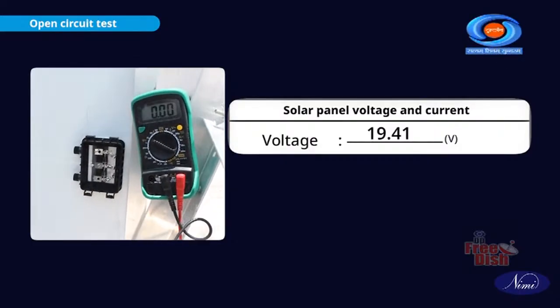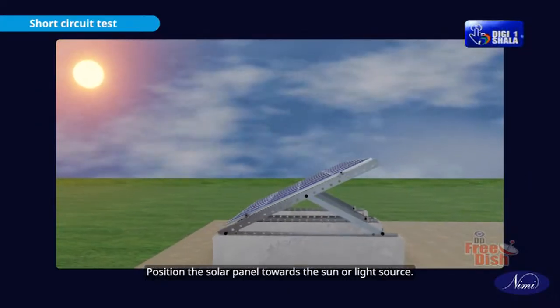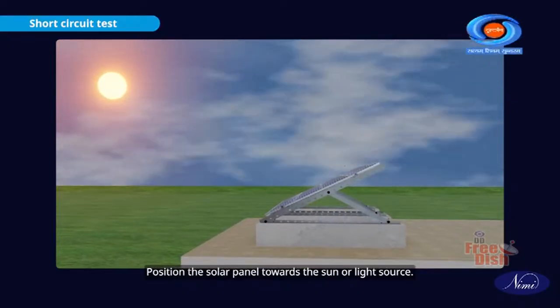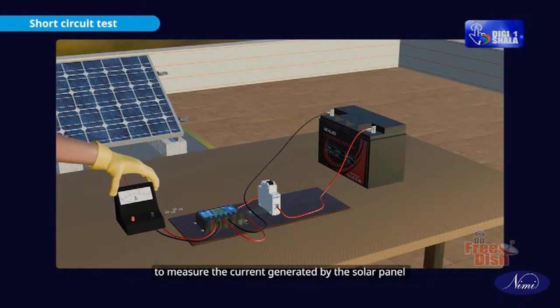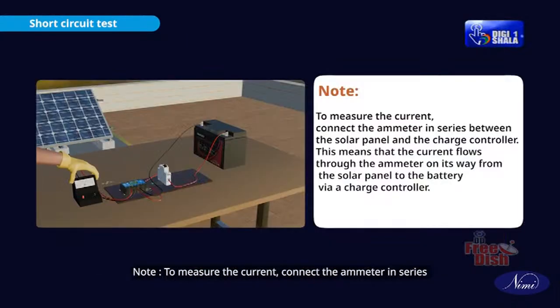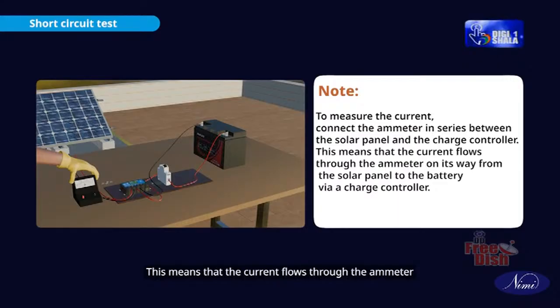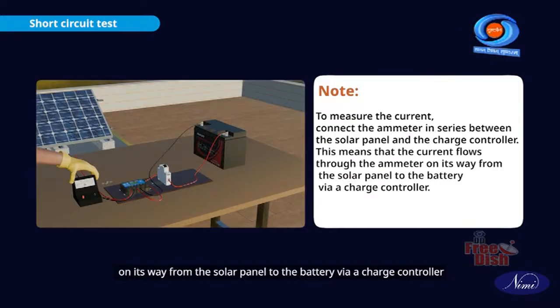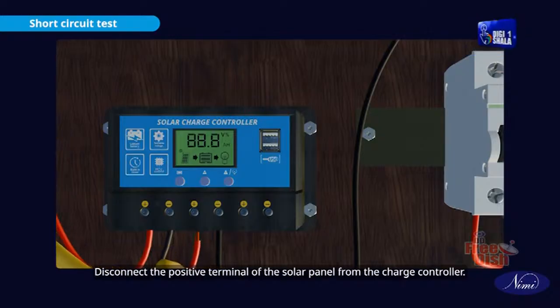Short circuit test. Disconnect the solar panel from the charge controller. Position the solar panel towards the sun or light source. Arrange the moving coil ammeter with an appropriate range to measure the current generated by the solar panel. Note: to measure the current, connect the ammeter in series between the solar panel and the charge controller. This means that the current flows through the ammeter on its way from the solar panel to the battery via the charge controller.